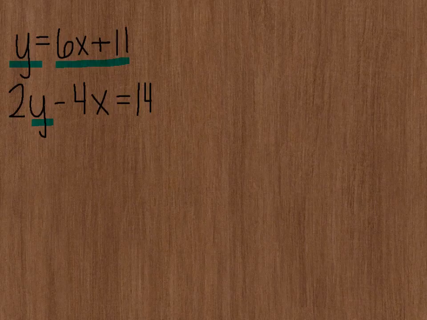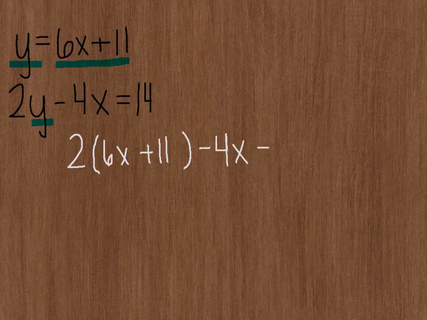I'm going to copy everything down, so 2, but instead of the y I'm putting parentheses and what y equals, which is 6x plus 11. Finish copying the rest of that problem down. Minus 4x equals 14.